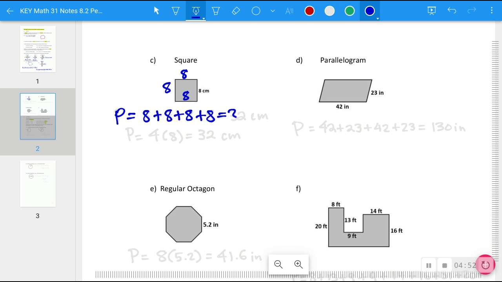And that gives 32 centimeters. But if you want to take the shortcut formula, you just say 4 sides, each of them 8, gives 32 inches total, or centimeters total.